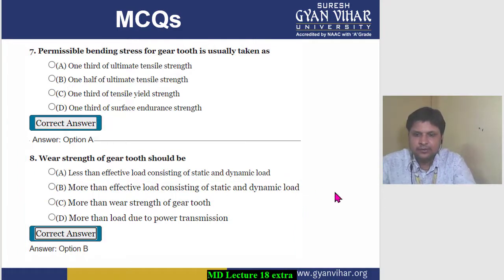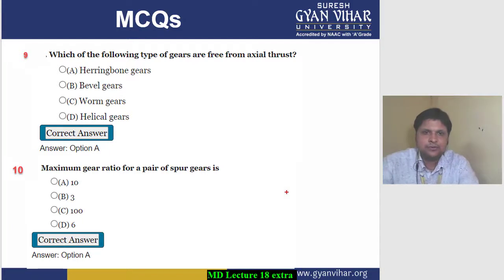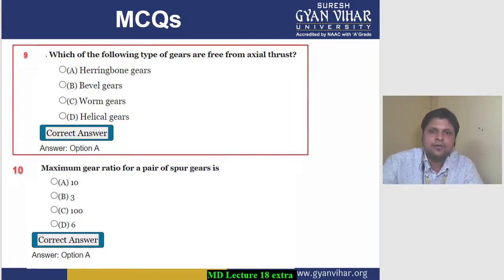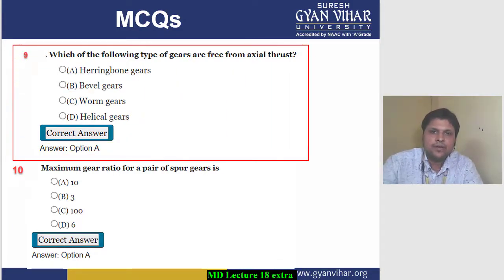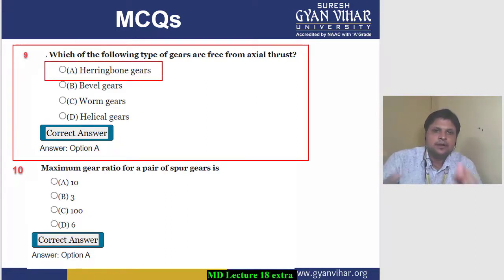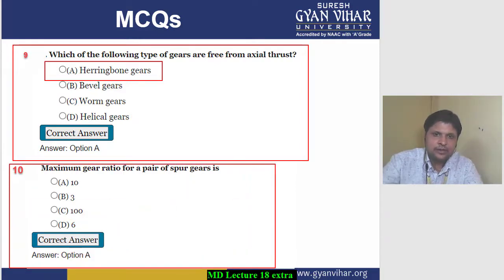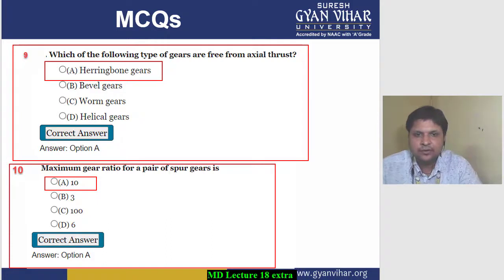Coming to the next multiple choice question number 9: which of the following types of gears are free from axial thrust? We all know that for removing the axial thrust, there is a special double-sided inclination in the herringbone gear. So herringbone gear is the correct answer. Coming to the 10th MCQ: the maximum gear ratio for a pair of spur gears is 10. This is the maximum value of gear ratio.